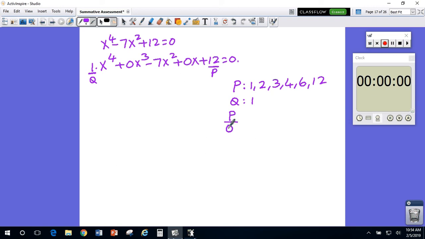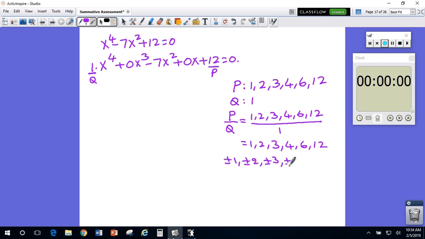So what is P divided by Q? So what are your rational zeros? Plus or minus 1, plus or minus 2, plus or minus 3, plus or minus 4, plus or minus 6, plus or minus 12. How many roots do we have? 1, 2, 3, 4, 5, 6, 12. So we have 12 possible roots. But how many do we need? 4. Okay. Now use the synthetic division method.